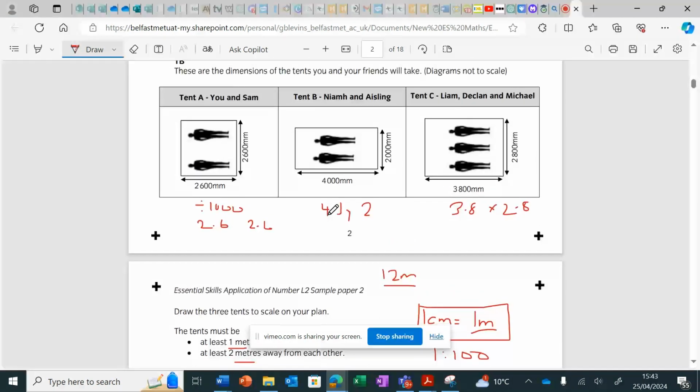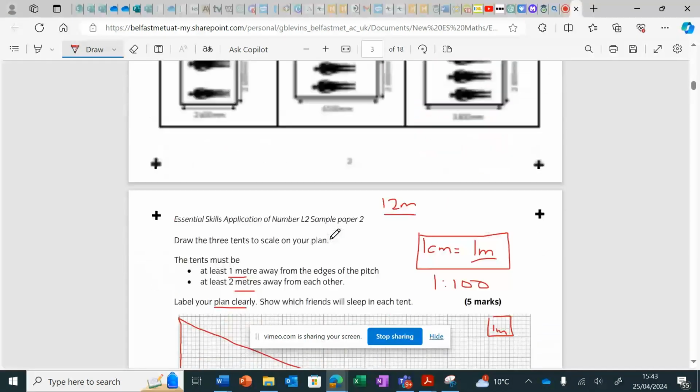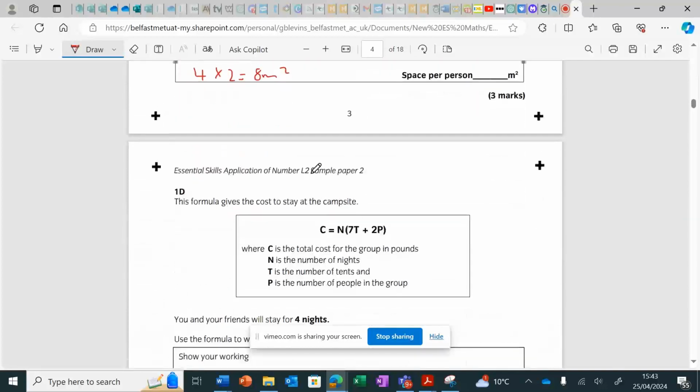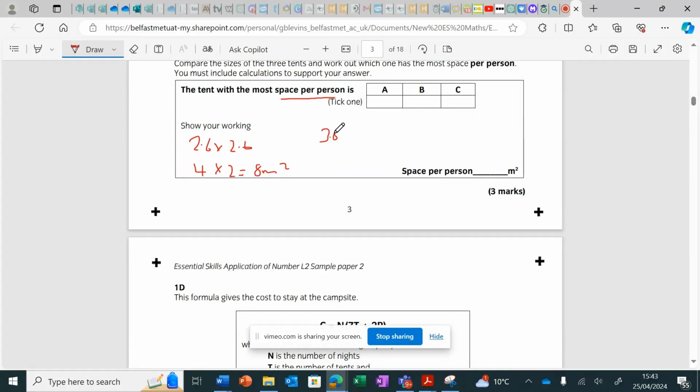And then lastly, we have 3.8 by 2.8. At this stage, you pick up a calculator in the exam and you would check to see what the area is for these tents by multiplying length by width. So 2.6 times 2.6 is 6.76. And then 3.8 by 2.8 is 10.64.